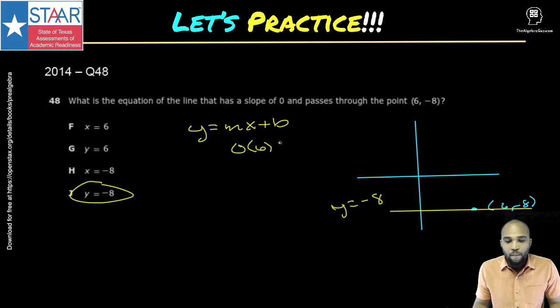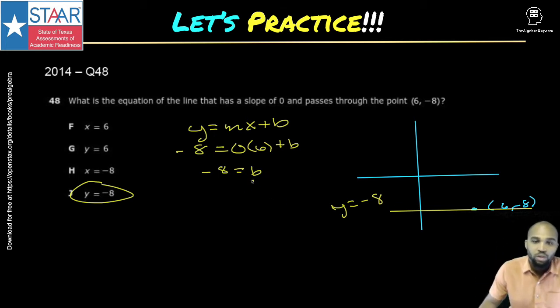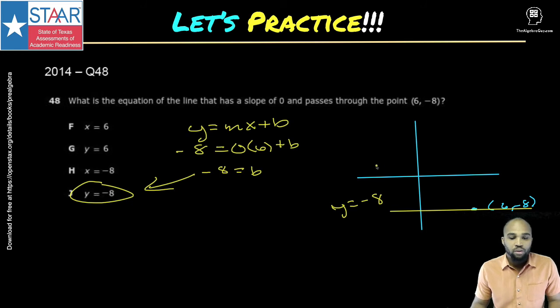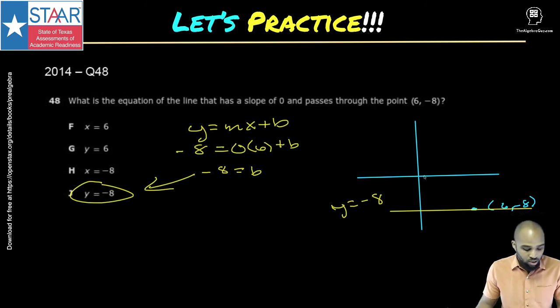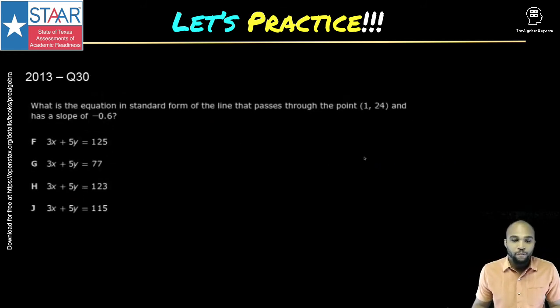I don't know my y-intercept, but I do know my y value is -8. And then 0 times 6 is 0, and b equals -8. Well, b is just your y-intercept, so y is going to be -8. So that's all you end up with. Same thing we're getting here. So you could have done it that way. To me, it's just easy to see visually what's going on.